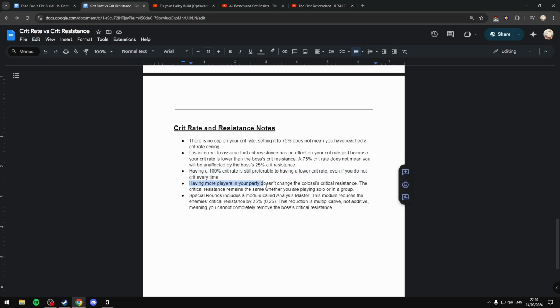I also wanted to mention that having more players in your party doesn't change the Colossi's critical resistance. The critical resistance remains the same, even if you're playing in solo or group play.